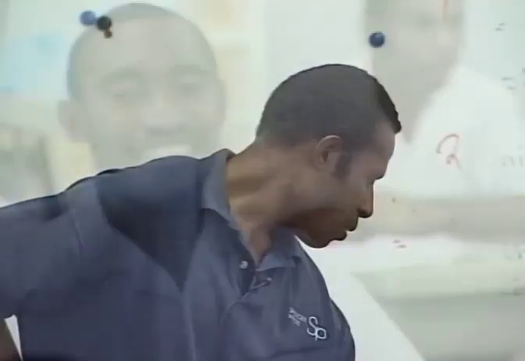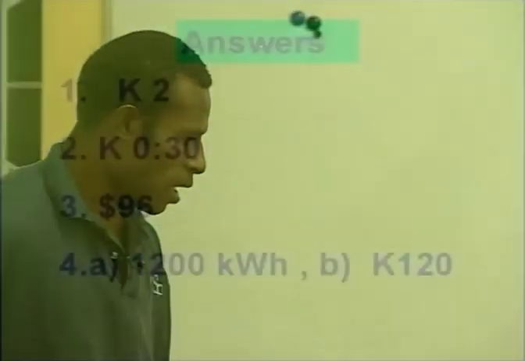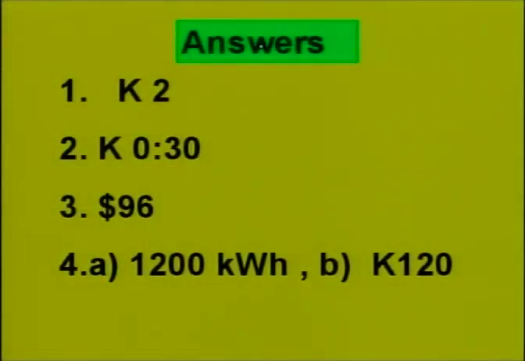All right, so let's quickly go through and check our answers. For the first one will be 2 kina, and then you have $96, and then you have 1,200 kilowatt hours or units, and then the amount will be 120 kina. Okay, those are the answers to those questions.